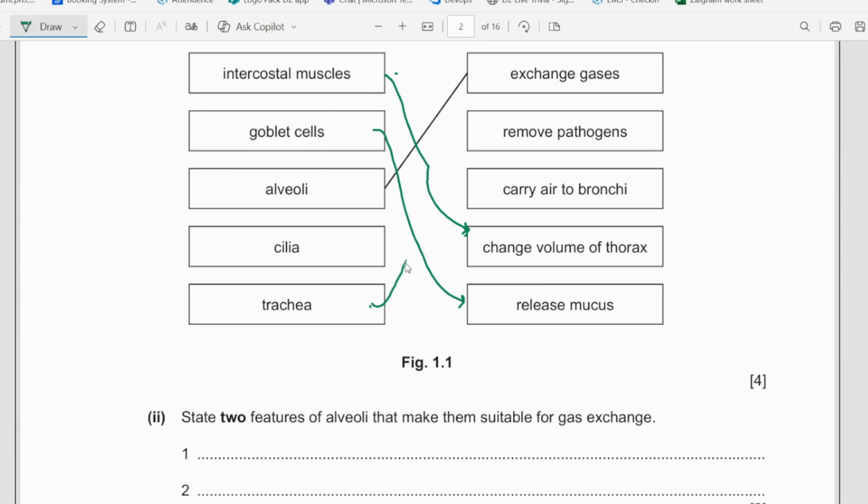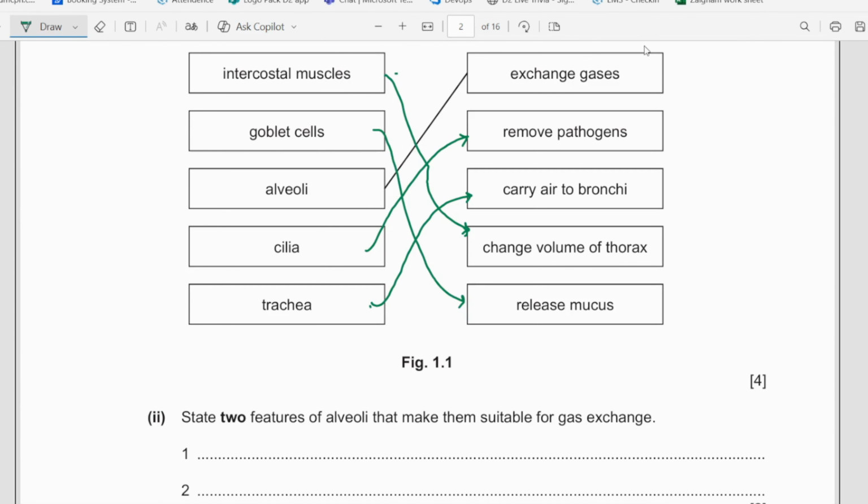To bronchi, correct. Remove pathogens. Okay. I'm making curved lines. Don't make curved lines. Use a scale and draw straight lines. Okay. Don't make arrows like I'm making.